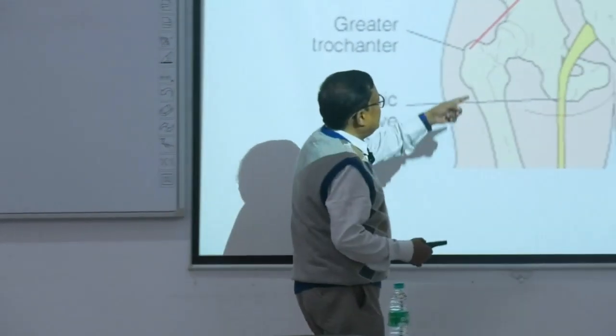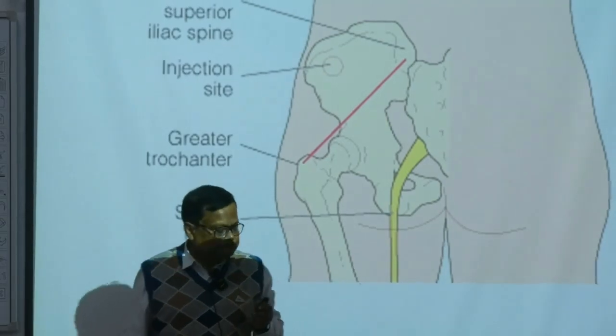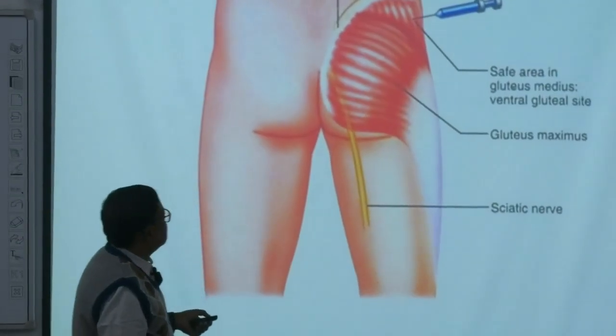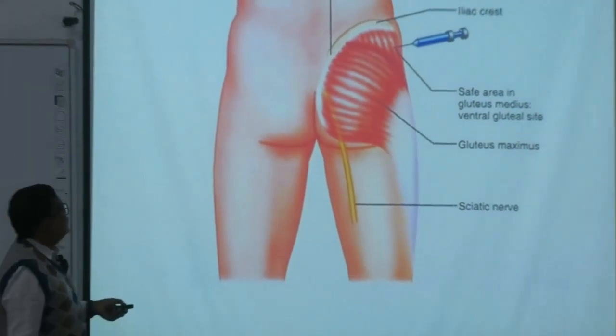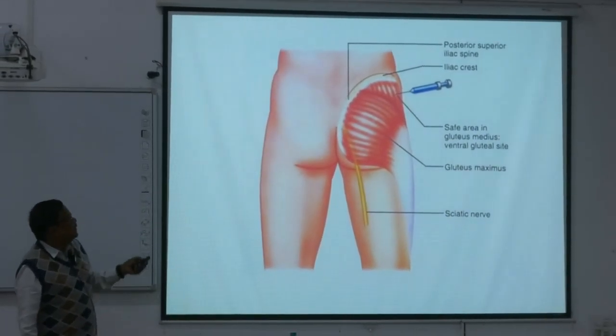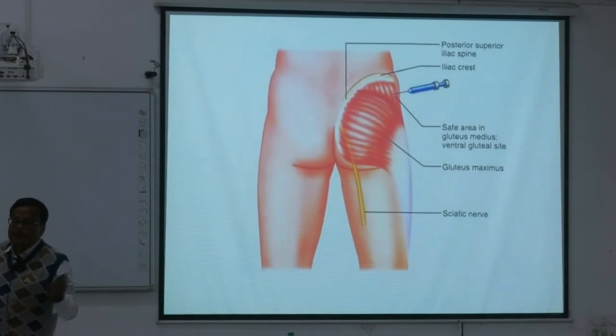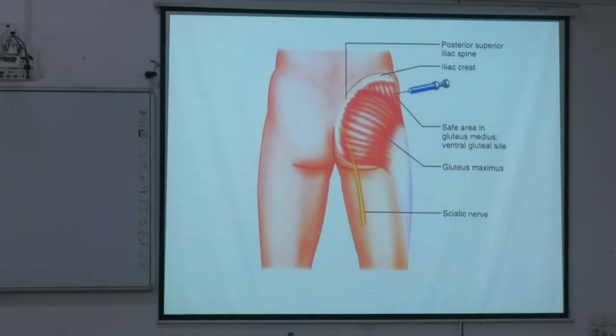So, if we give the injection here, we may cause sciatic nerve damage, so keep this in mind. The injection site is the upper and outer quadrant. Actually, we do not give it on the gluteus maximus muscle, we mainly give it on the gluteus medius. We think we are giving it on the big muscle, the gluteus maximus, but actually we give the injection on the gluteus medius.